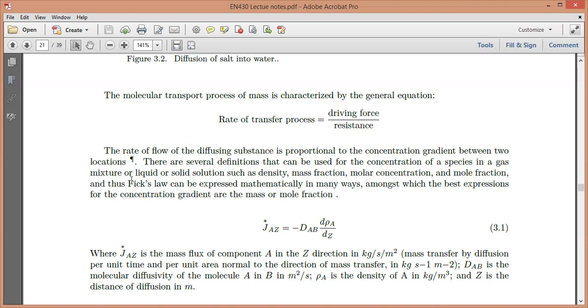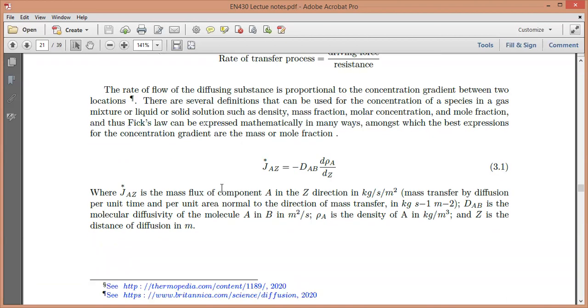Okay, so Fick's law, we're going to work with Fick's law in our calculations. It can be expressed as J. That's the symbol we use for mass flux. So mass flux basically means mass movement. This is equal to negative DAB, where DAB is the diffusivity of a substance, times that fraction there, dρA over dz. So that is change in density over change in direction or distance.